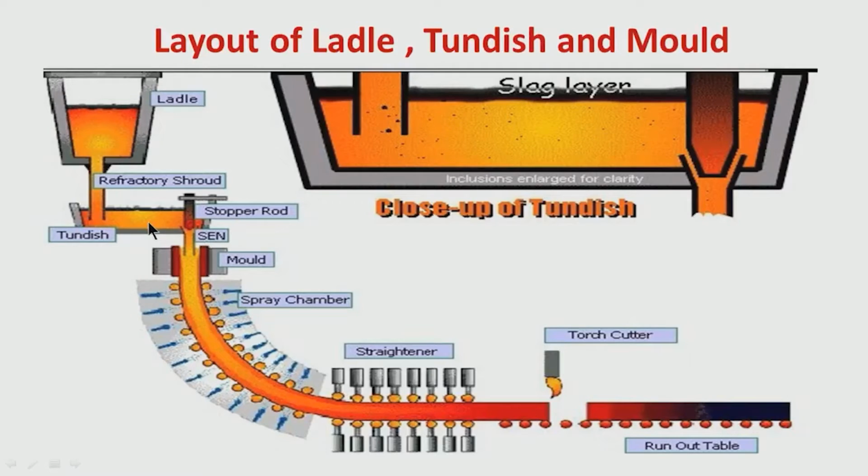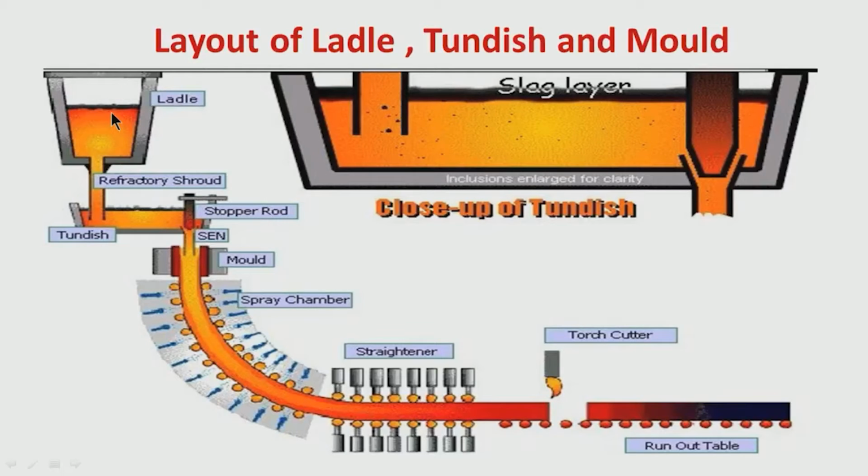So, this is called buffer, the tun dish is called buffer, because after the ladle is emptied another ladle will come. So, the tun dish will maintain the liquid steel level, so that from here continuous feeding to the mold is possible. That is the beauty of continuous casting, unlike ingot casting.